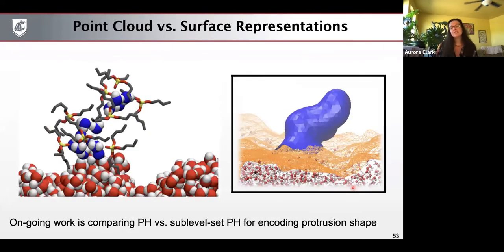And so this is really cool because it brings up the ability to think about these protrusions, these surface structures, as point cloud versus surface representations. In some of the ongoing work, I've got a student who's really interested in comparing persistent homology versus sublevel set persistent homology, which allows us to understand these shapes, to see which one is better for encoding protrusion shape and for us to learn some chemistry from that.